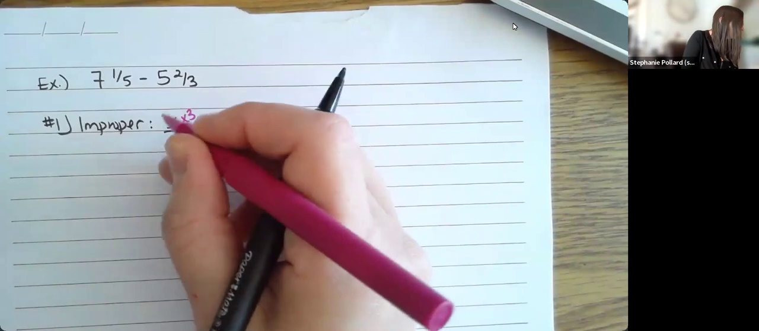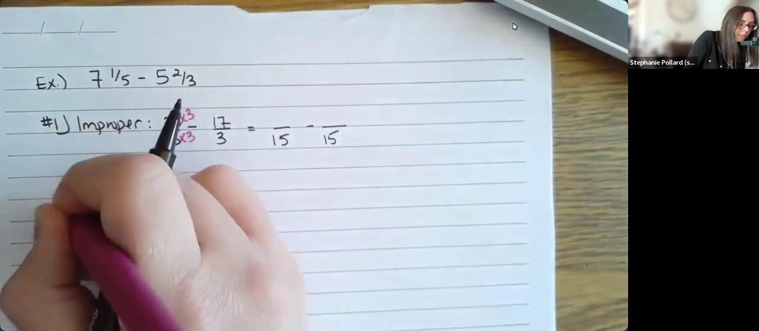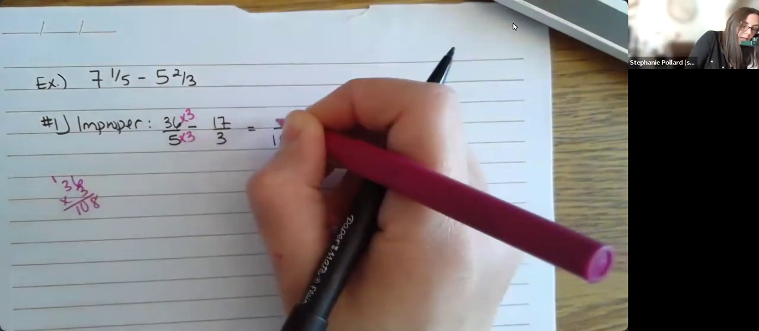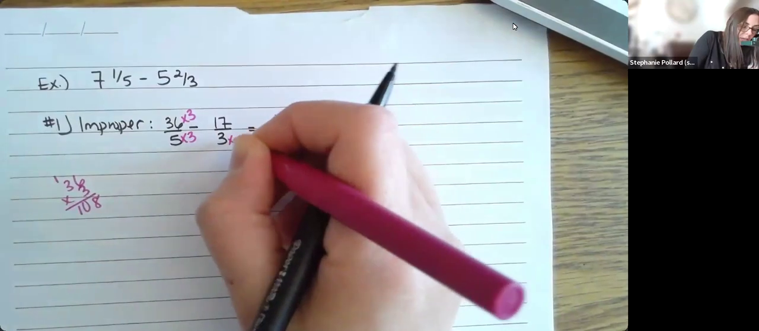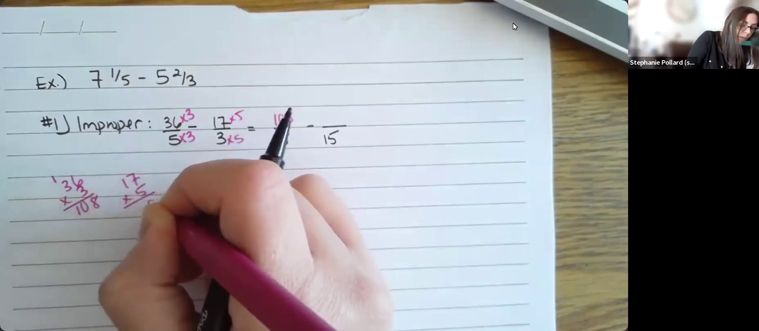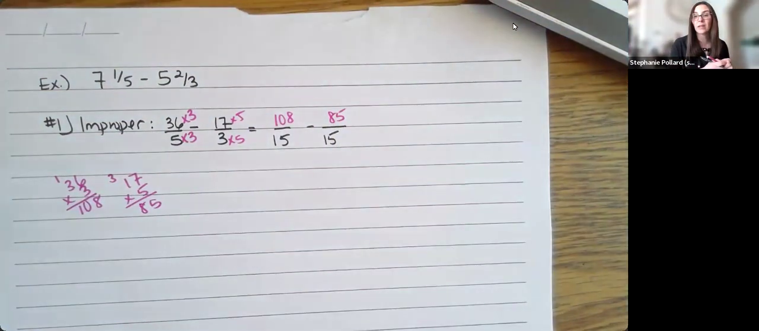And then let's see, I'd have to change over 36 times 3. So let's see, that's 18, so 108. And then here, 3 times 5 would give me 15. So I need to do 17 times 5. So you can see with the impropers, it's not bad, but the numbers do get large fast. So either be careful with your calculator, or if you're doing things by hand, again, you just want to be really careful because those numbers can get big quickly.